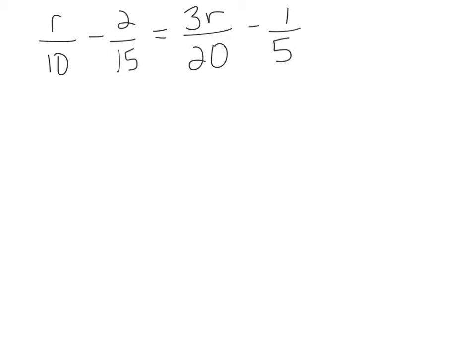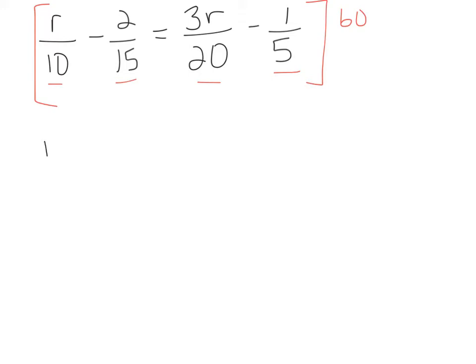Now these are some pretty nasty looking fractions. So rather than dealing with the fractions, let's figure out what 10, 15, 20, and 5 all go into. And you'll notice that they all go into 60. So we're going to multiply every single term you see here by 60. I don't expect you to write each of them out. If you can do them in your head without showing the work, that's fine. I'm just going to show it for those who need it.